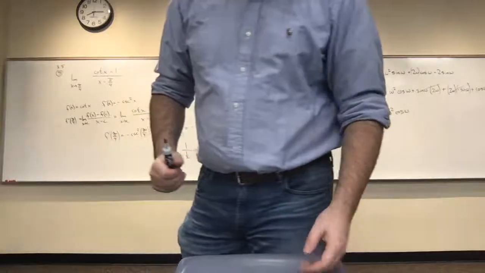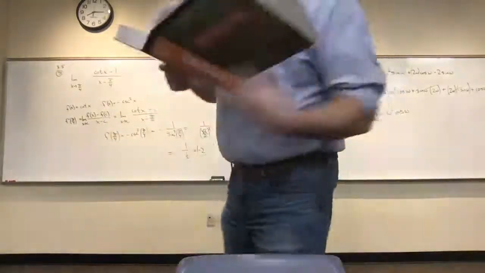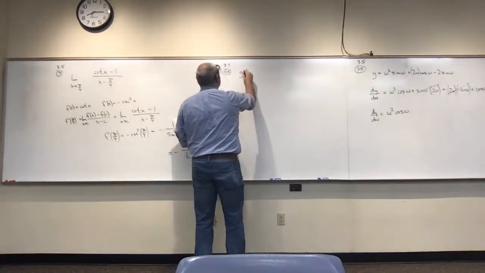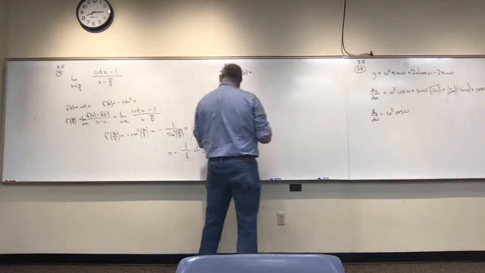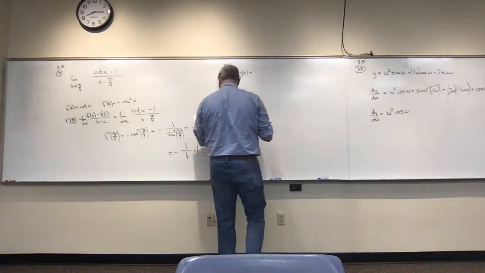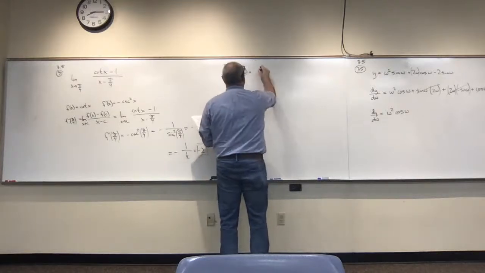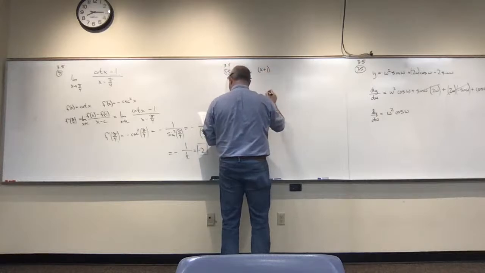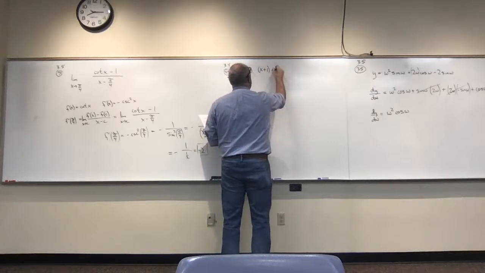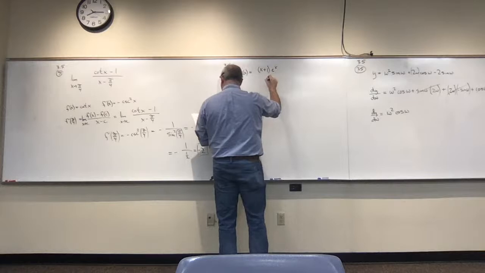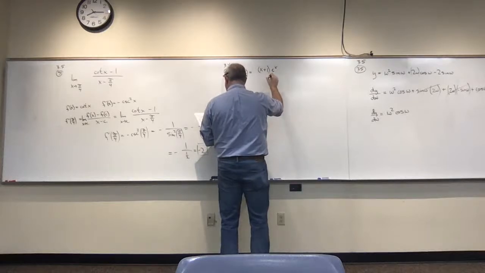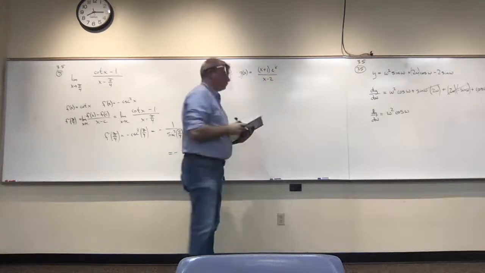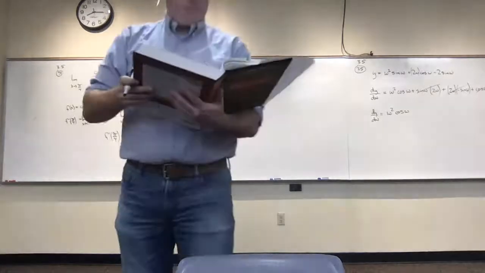Okay, number 45. We have g of x is equal to (x plus 1) e to the x divided by x minus 2.